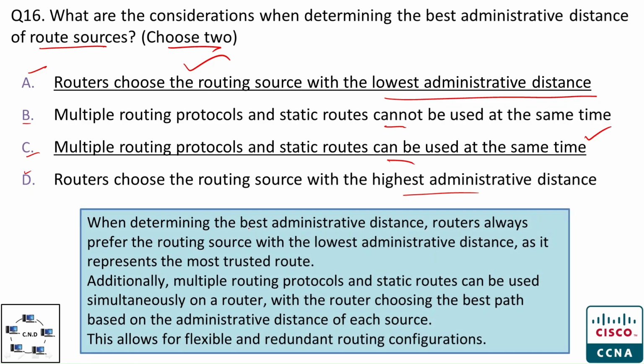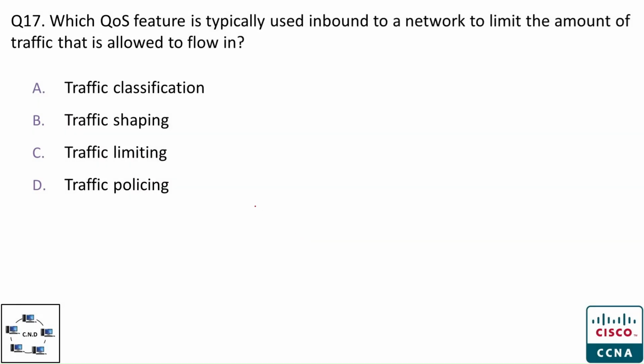When determining the best administrative distance, routers always prefer the routing source with the lowest administrative distance as it represents the most trusted route. Additionally, multiple routing protocols and static routes can be used simultaneously on a router, with the router choosing the best path based on the administrative distance of each source. This allows for flexible and redundant routing configuration.